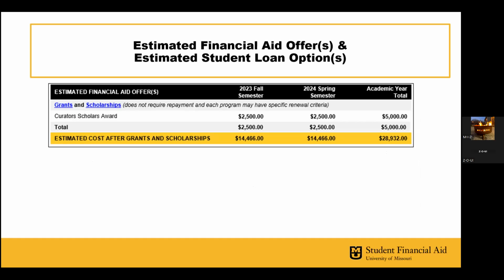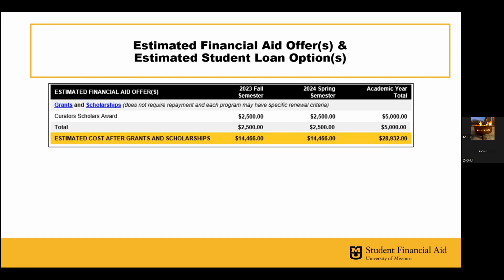The next section is your estimated financial aid offer. In this particular example, I just put one scholarship in there for ease, just to show you an example. If you have more than one scholarship or grant, they're all going to be listed here. But in this situation, the student has a curator scholarship, and that's $5,000 total for the year. You can see it's split evenly between the fall and spring semester, with columns there. By each semester, it's totaling how much they're receiving in scholarships. They're only getting this one award, so it only has a total of $2,500 per semester, $5,000 for the year.